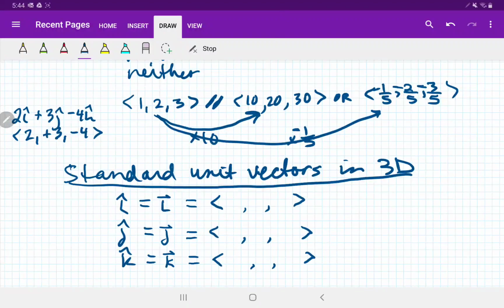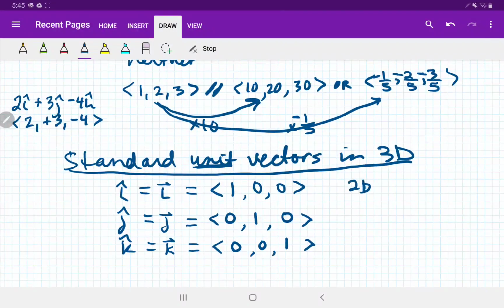Okay, so for i, if I want to go 1 in the x direction, then that's going to be a 1. And then what do I do for y and z? Well, I don't move them, so I'm going to make those both 0. The second one, I need 1 unit in the j direction. So where's the j? The y direction, which is in the middle. So that's 0, 1, and then none in the z direction. And k is 1 in the z direction, and then 0's here. And their lengths are 1. So that's why they're called unit vectors. Standard means we're just using the ones with the ones. Kind of looks like an augmented matrix, but it's not relevant to that.